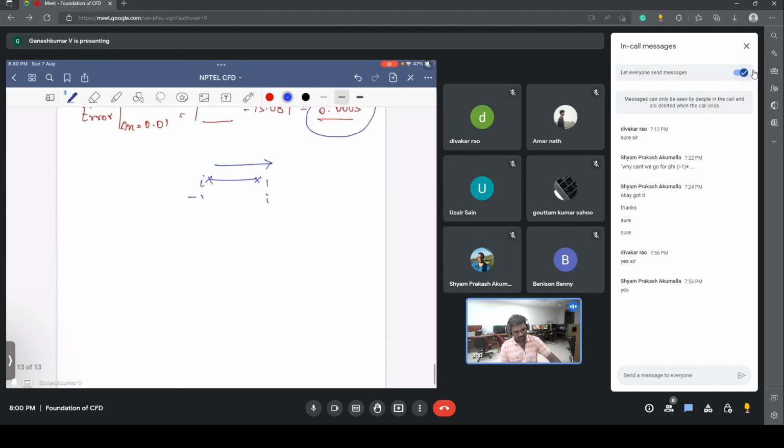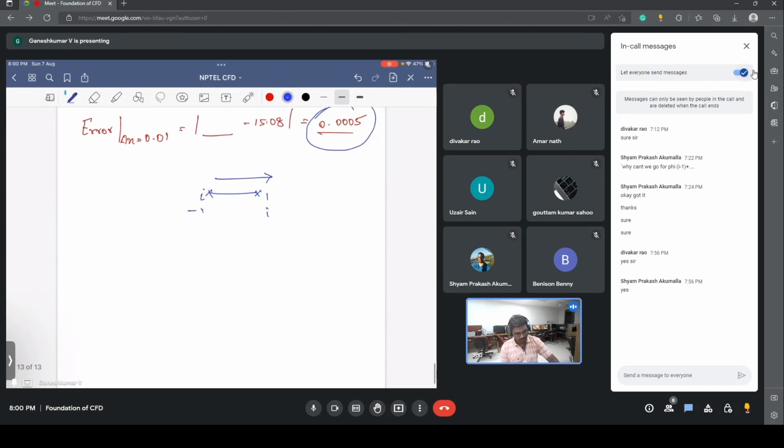If you have a heat diffusion problem, heat diffusion doesn't have a direction. It diffuses in all directions. That's the nature of heat diffusion. At that time, you should go for central difference. So it would be weighted. These things you will learn soon in the upcoming course.